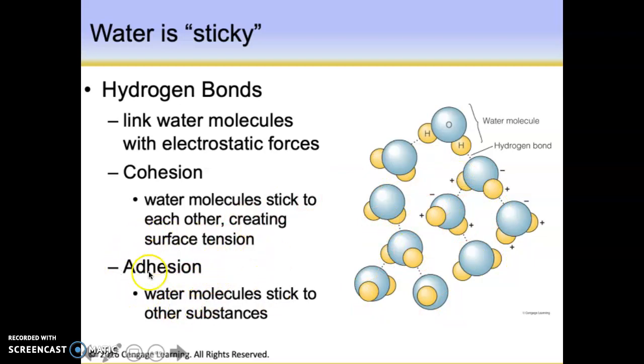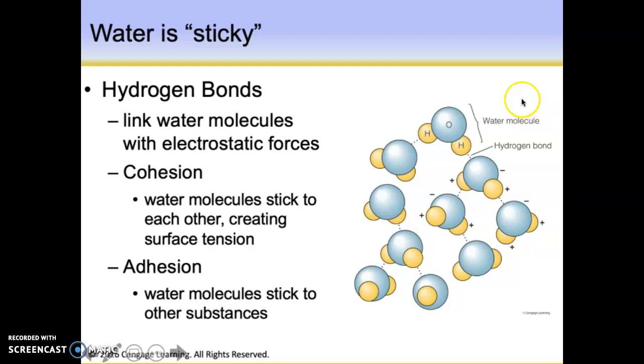The second important characteristic is adhesion, and this will come up more in the next chapter when we talk about ocean chemistry. But the water molecules also like to stick to other substances. And in fact, not only do they stick to other substances, but we'll see that water has a tendency to be able to pull other substances apart. If the bonds aren't very strong, it can actually pull apart the bonds that hold other molecules together.